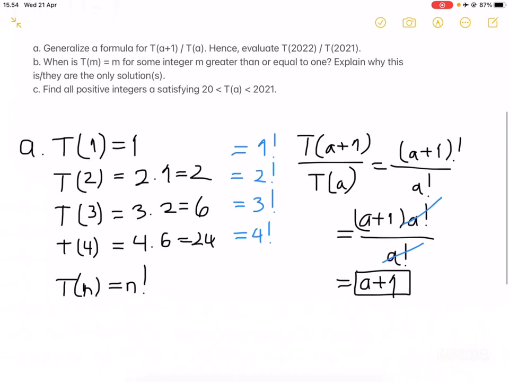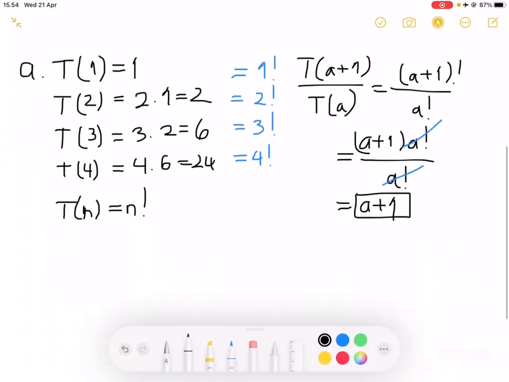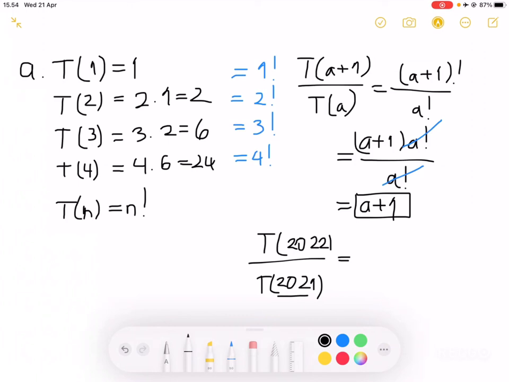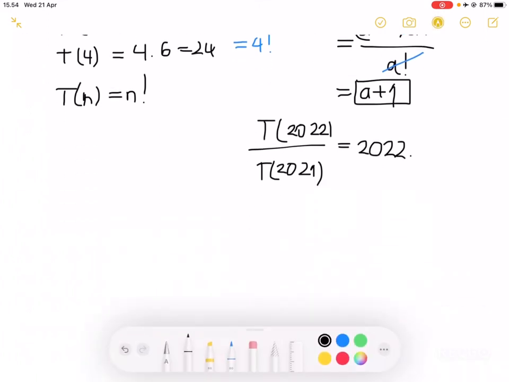Now we can do the same trick to evaluate t of 2022 over t of 2021. So using this formula, where in this case a is equal to 2021, that'll be 2021 plus 1, which will be 2022. Alright, so that's it for part A.